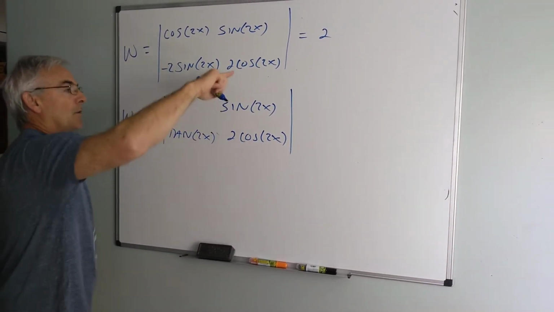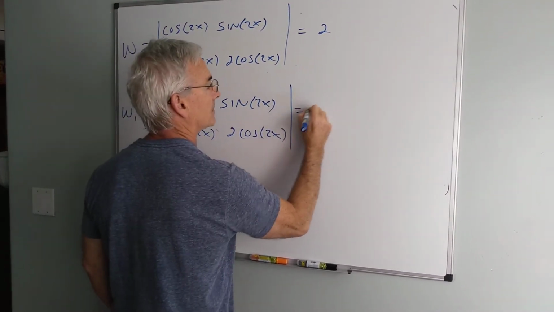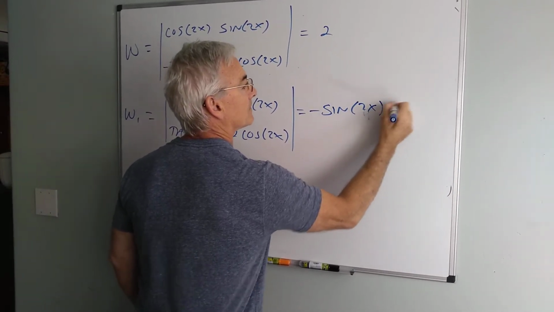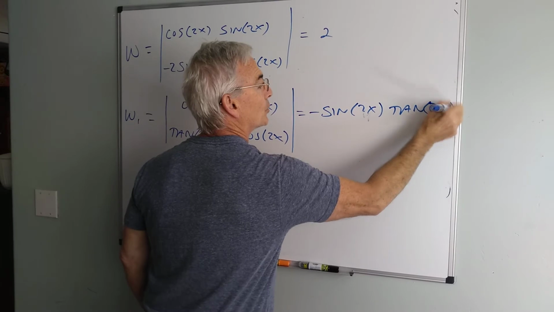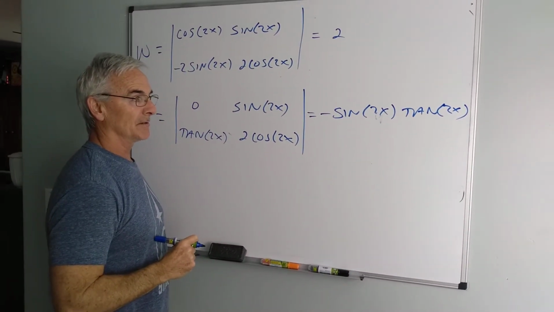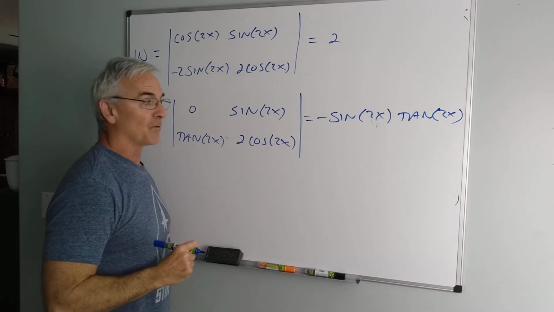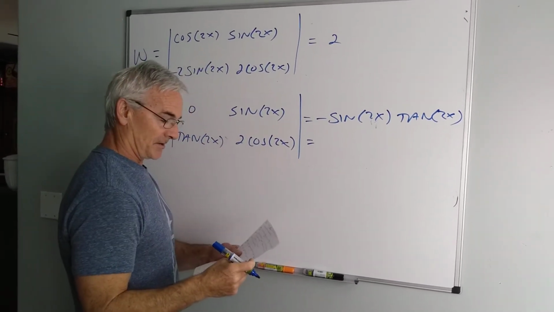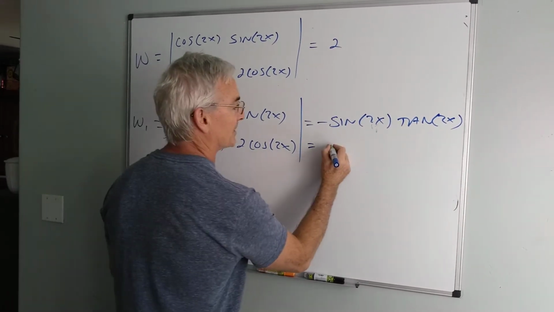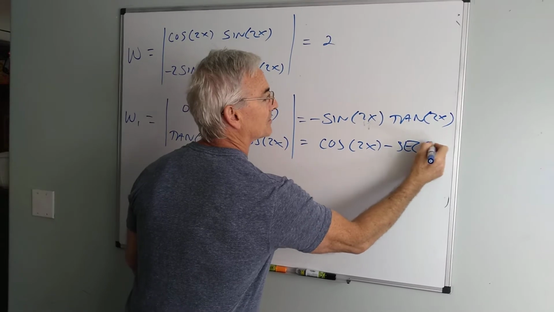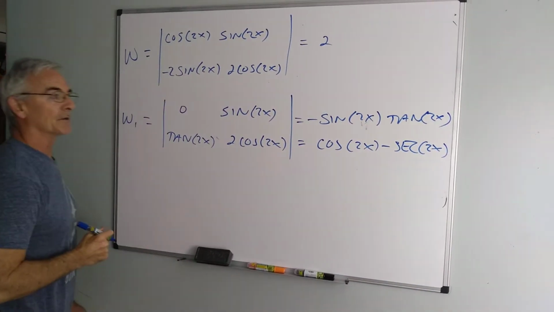And we get 0 minus sine 2x tangent 2x, which is sine times sine over cosine, which is the negative of 1 minus cosine over cosine, and upon reducing this as far as I can possibly go, this ends up being cosine 2x minus secant 2x, just using a little bit of trig.